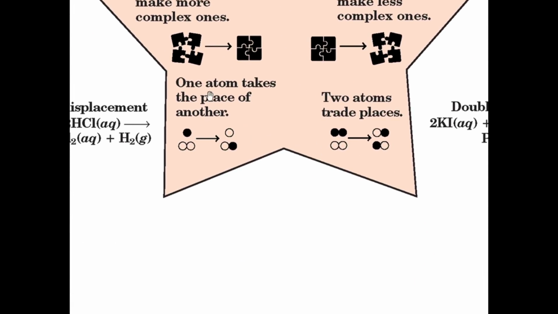And then for the single displacement, something's coming in to replace. So in this case, the black one's coming in to replace one of the white ones in the compound, and then the white one's off by itself. So that's an example of a single displacement.